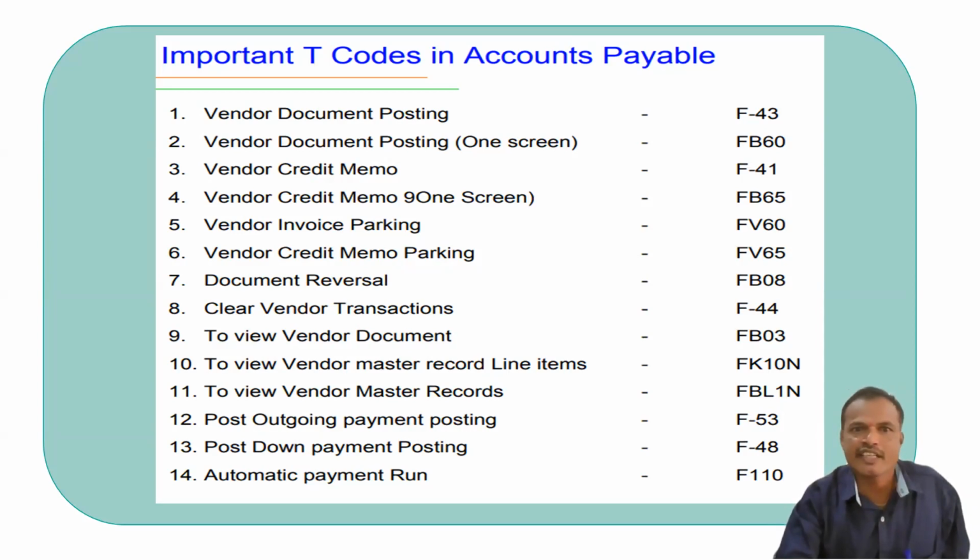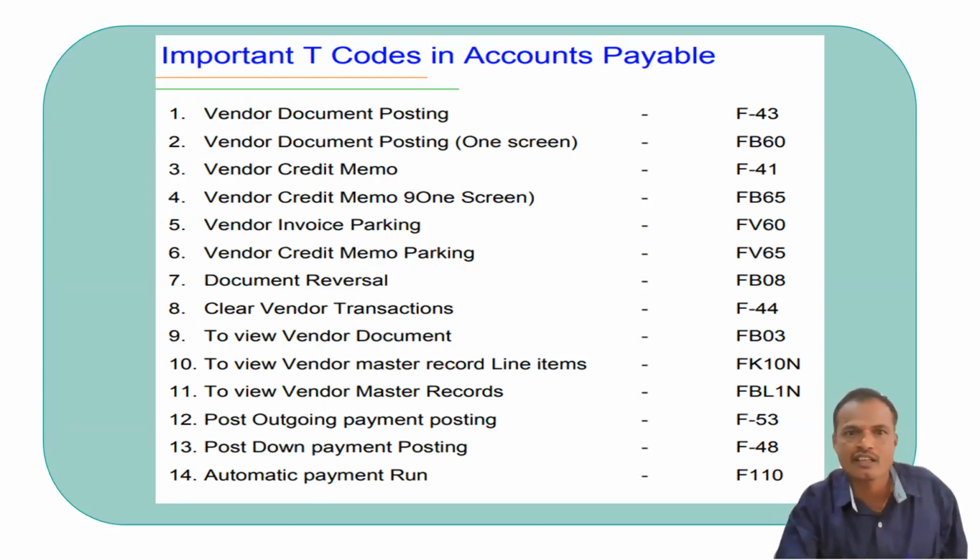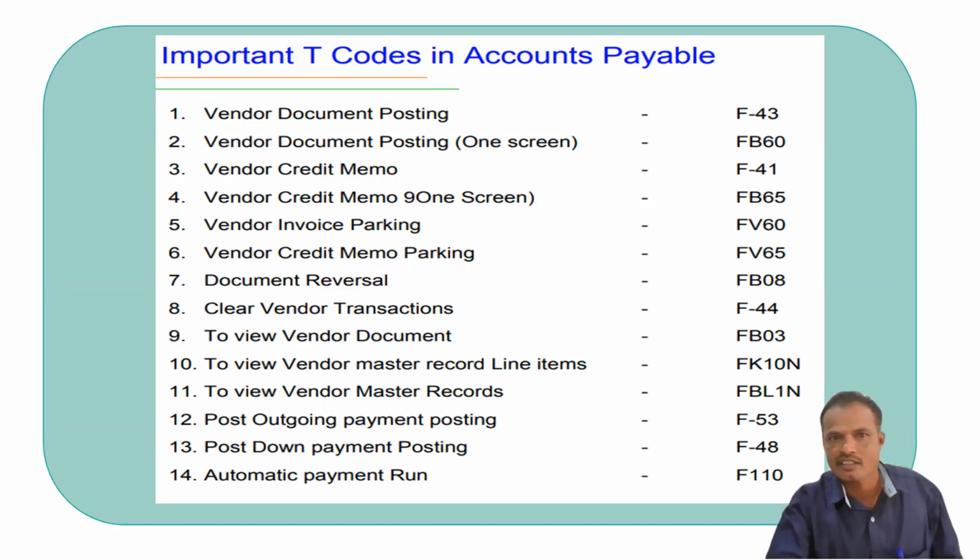Vendor invoice parking FB60. Vendor credit memo parking FB65. Document reversal FB08. Clear vendor transactions F-44. With this key, we make the payment to the vendor. Already we post an entry while receiving the material from the vendor, no? That transaction will be cleared by this clear vendor transaction F-44.